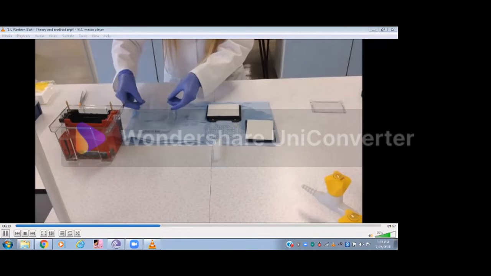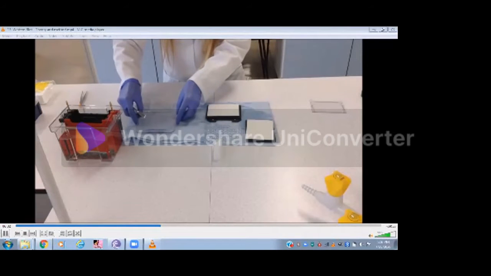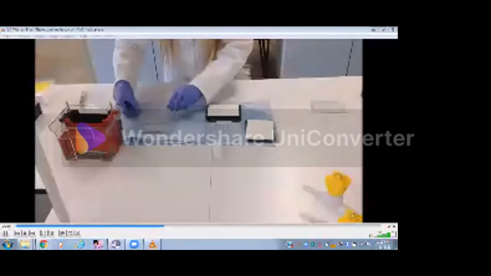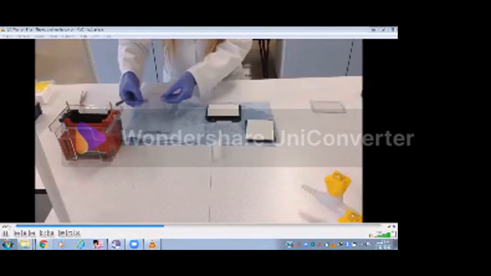With the excess polyacrylamide removed, you can then place the cassette into some buffer to allow the polyacrylamide to loosen, making it easier to transfer onto the blotting paper.